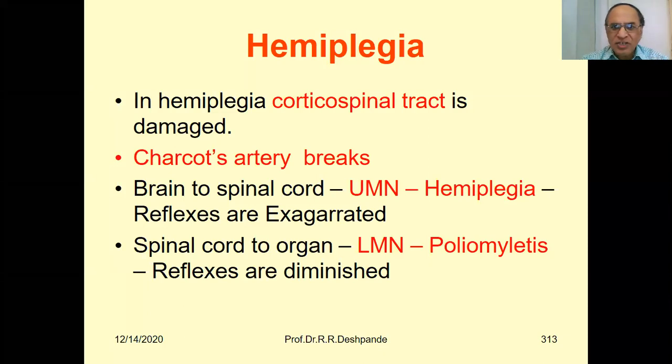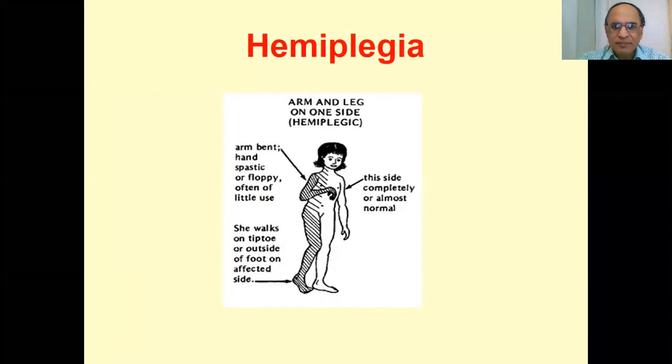Corticospinal tract is damaged, Charcot artery is broken because of the explosion of hypertension. Brain to the spinal cord, this nerve is UMN, which is damaged in hemiplegia, reflexes are exaggerated. Spinal cord to particular organ, that is LMN, that is poliomyelitis, reflexes are diminished. This is the most important. Student should not confuse UMN and LMN. Just figure has been shown.